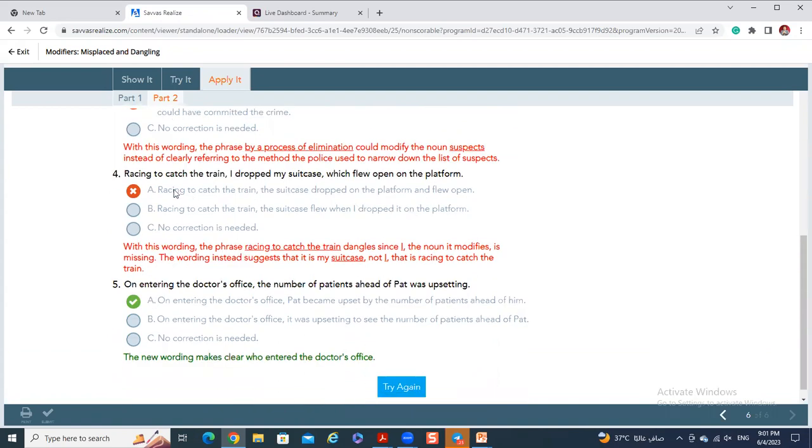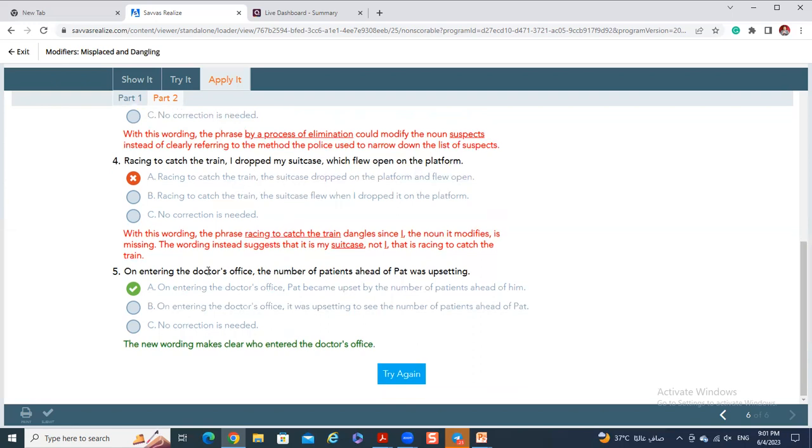The same thing here. "Racing to catch the train": yes, it's right, no correction is needed. Who raced to catch the train? Not the suitcase, Adam. Look here: both of them are wrong. "Racing to catch the train," the suitcase is wrong. "On entering the doctor's office," the number is wrong because who is entering? Not the number. It can be Pat who entered, not it.